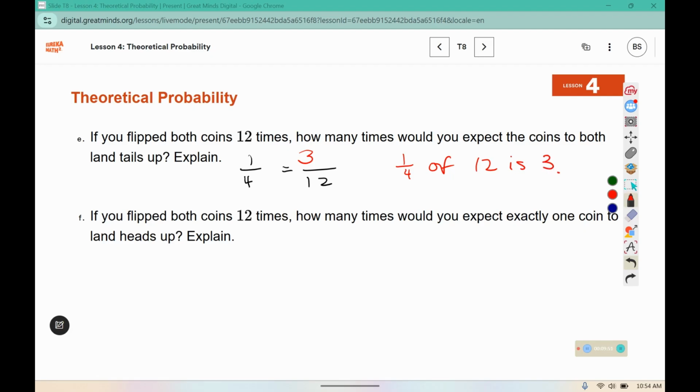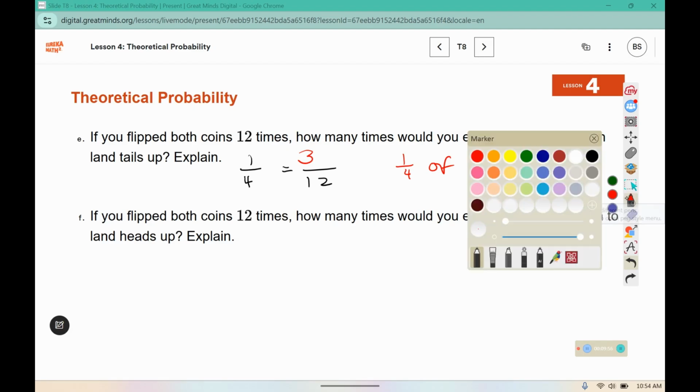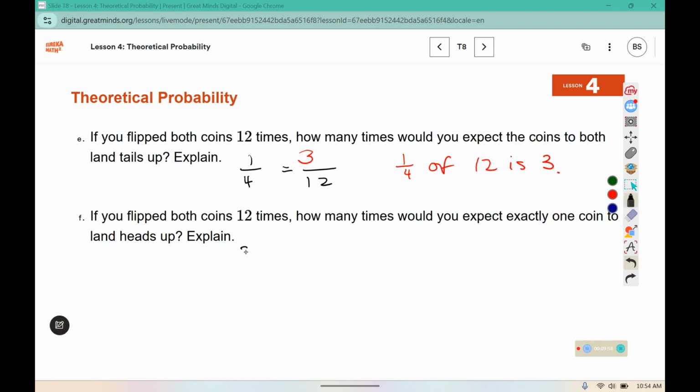if you flipped both coins 12 times, how many times would you expect exactly 1 coin to land heads up? That happened 2 out of the 4 outcomes. So if we're changing that to 12, that would be 6.